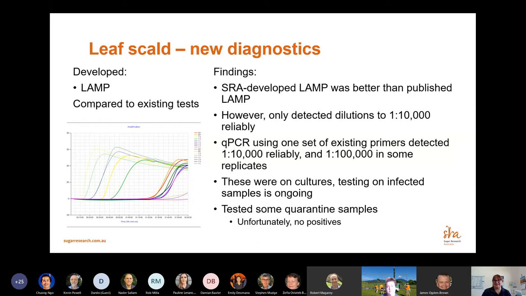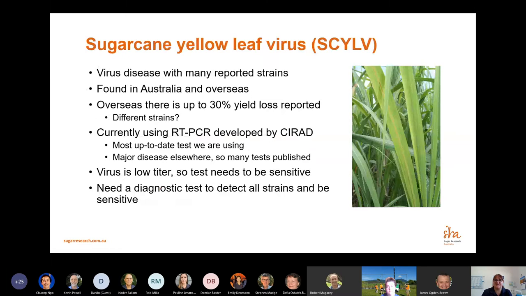The third and final disease that we have finished developing is sugarcane yellow leaf virus. Now in Australia, it doesn't cause very much yield loss, but overseas it can cause up to 30% yield loss, which has been reported in some varieties. That leads us to think there's possibly a different strain in Australia, or there's some difference in our genotypic background or environmental conditions for expressing and getting a really bad disease in Australia.